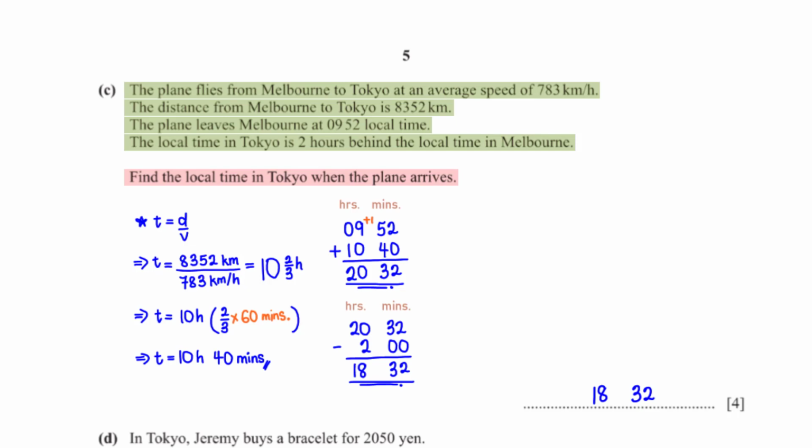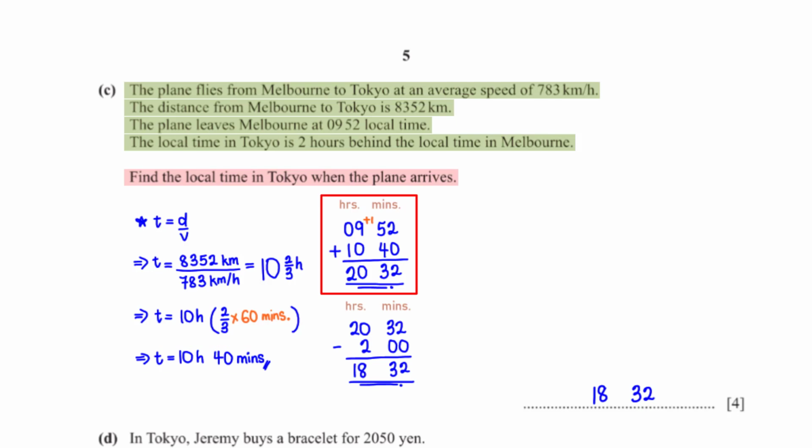First, we need to find the time duration for the journey, which we can get using this formula. The distance d between the two cities is 8,352 kilometers. The speed for the journey is 783 kilometers per hour. This gives us 10 2/3 hours. To convert 2/3 hours to minutes, we multiply 2/3 by 60, which gives us 40. So we know the time duration for the journey was 10 hours 40 minutes.